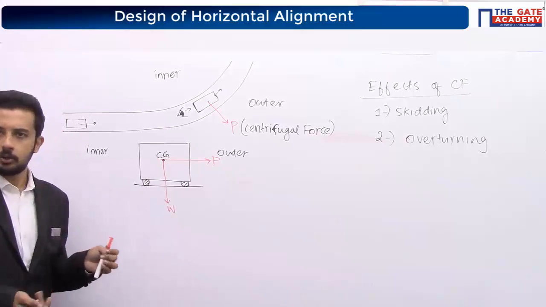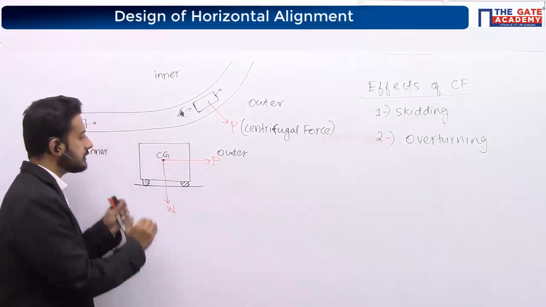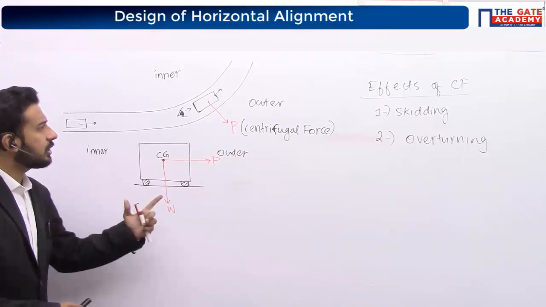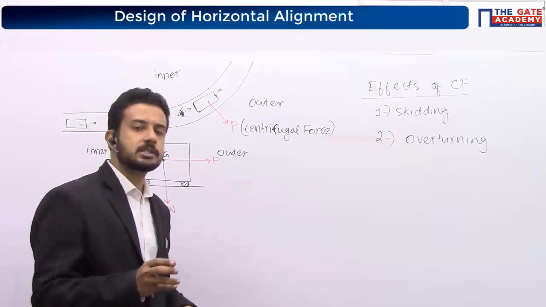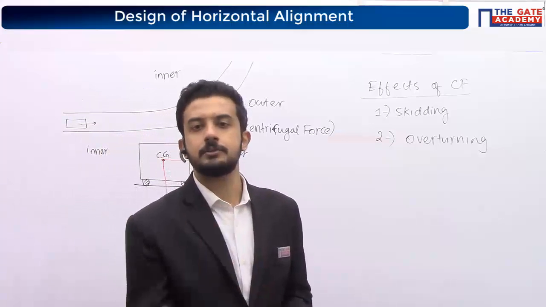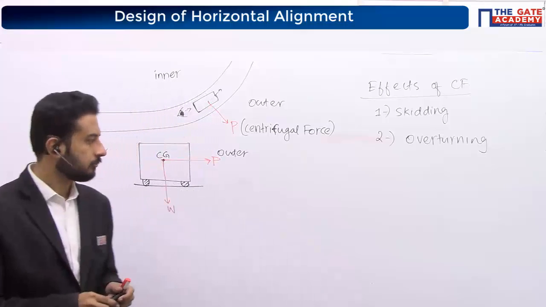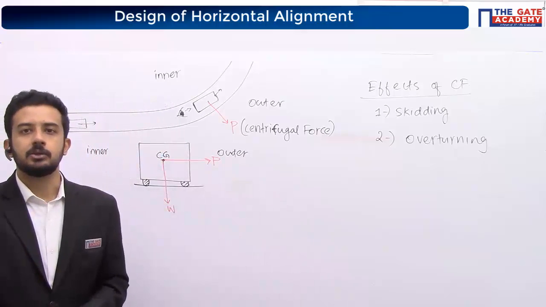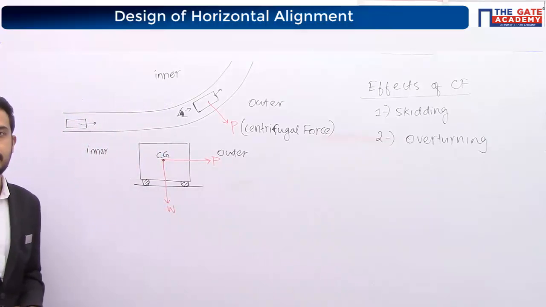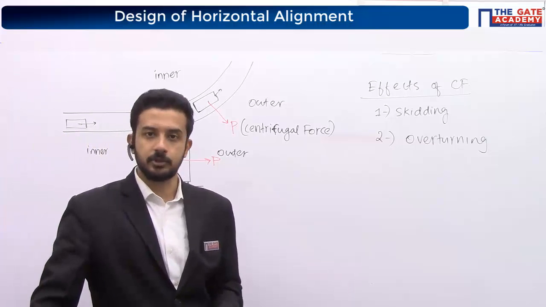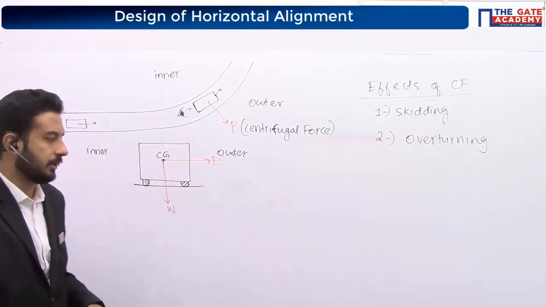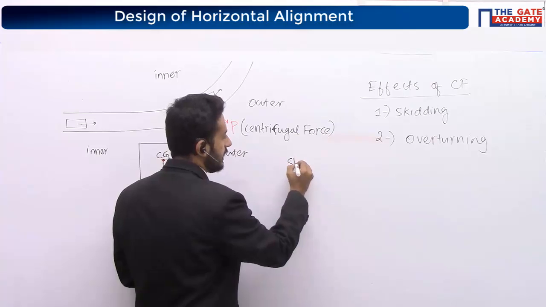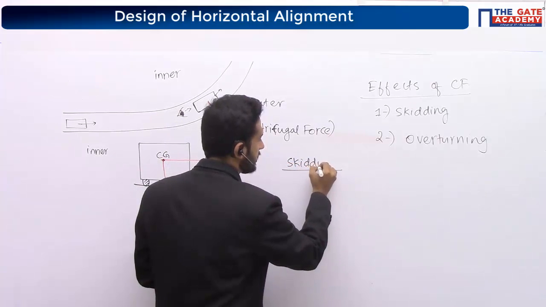For skidding, how will it skid? Because of the centrifugal force, your vehicle may move towards the outer side of the curve. Whenever your vehicle is skidding, which force is going to develop to resist that skidding? Very good. It is the frictional force. We have already seen this in the previous class. So first I am taking the skidding case.